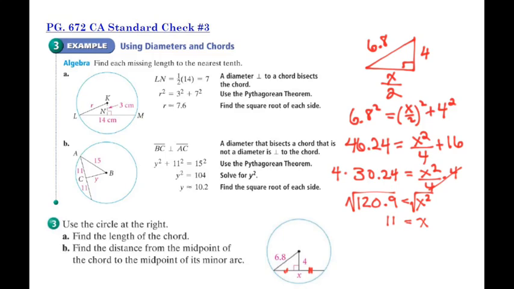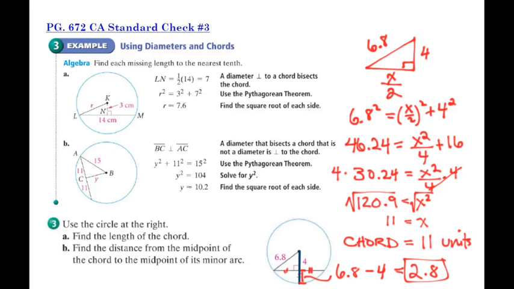That's my chord length. And then the other one is to find the distance from here to this midpoint. So that's straight down. That might sound harder than it is, but really if you look at this, what we have is a radius, and so we just take away that piece that we were given, which is the 4, and we're left with 2.8, and that's our distance there.